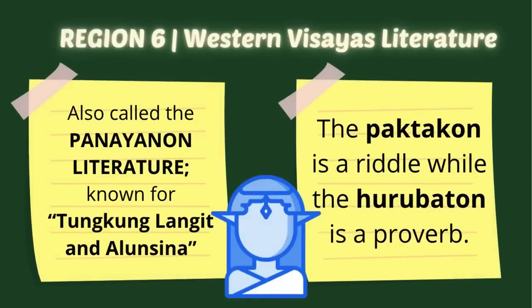Region 6, Western Visayas literature. This literature is also called the Panayanon literature and known for the myth Tungkong Langit and Alunsina. Here in Western Visayas, the paktakon is a riddle, while they call proverb puro baton.